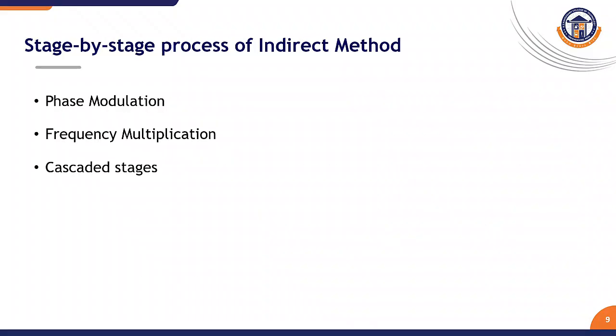In the indirect method of FM generation, the process begins with the generation of a phase modulated signal, as I told before. This signal is then converted into narrowband FM. After that, frequency multiplier stages are used to increase both the carrier frequency and the frequency deviation. By using multiple cascaded stages, the desired wideband FM signal is obtained. So this step-by-step process ensures stable and accurate frequency modulation of a message signal.